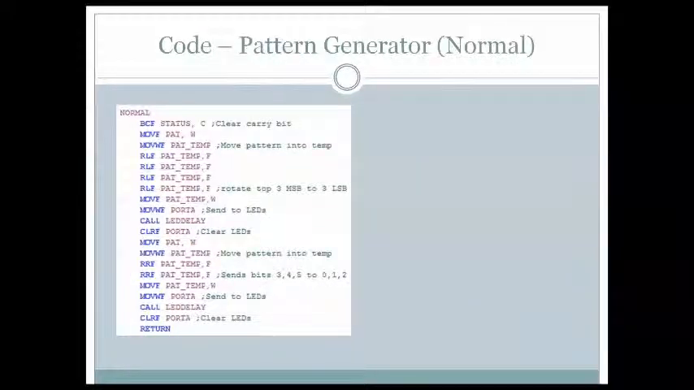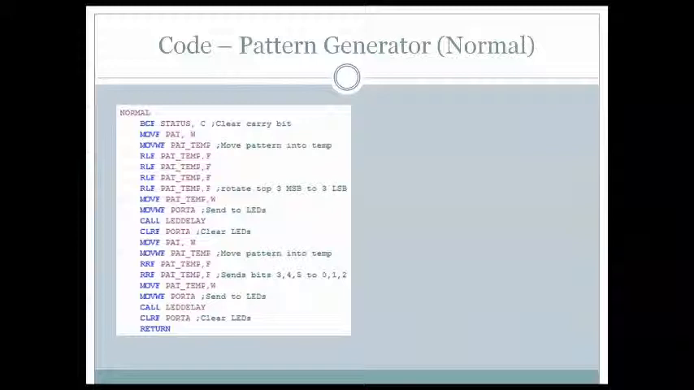This is the code for the normal LED pattern presentation, or mole configuration, which positions moles according to the order that they appear within a pattern. First, the carry bit is cleared, and the current pattern is stored into pat temp. Pat temp is then rotated through the carry bit 4 times, and the result is sent out to port A, which lights the LEDs. This has the effect of isolating the top 3 bits of the original pattern.